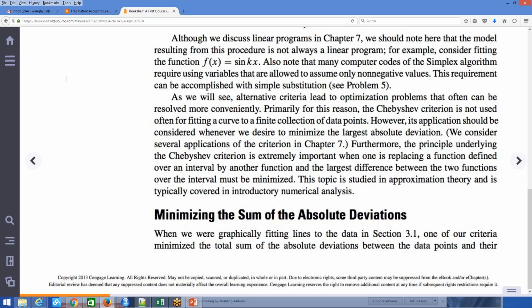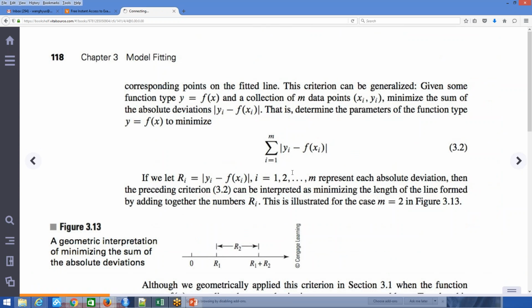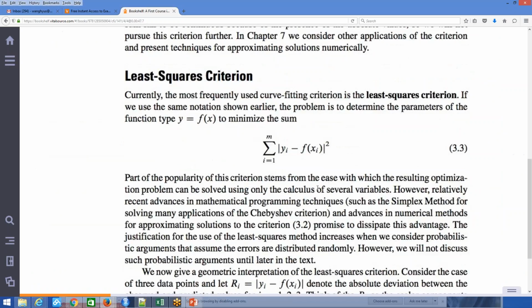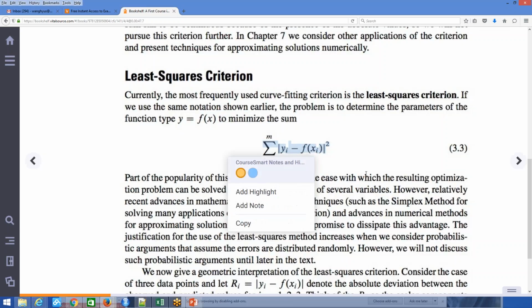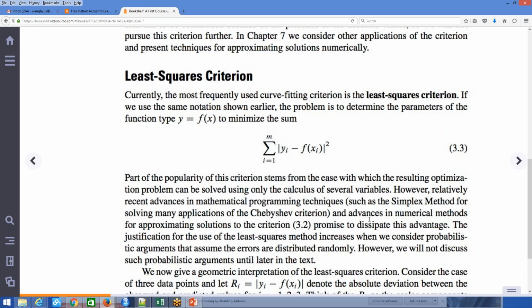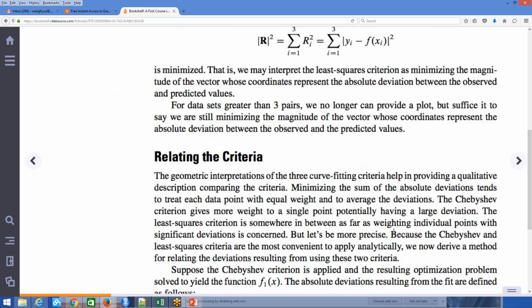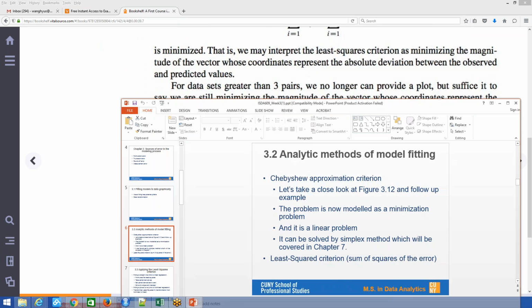And then in the chapter specifically, there are some other criteria that we can use. For example, minimizing the sum of the absolute deviation is one of them in the example. And also the least squares criteria. I just want to point out that least squares itself is the fundamental for linear regression. We are actually going to cover a little bit of that very shortly, I believe.